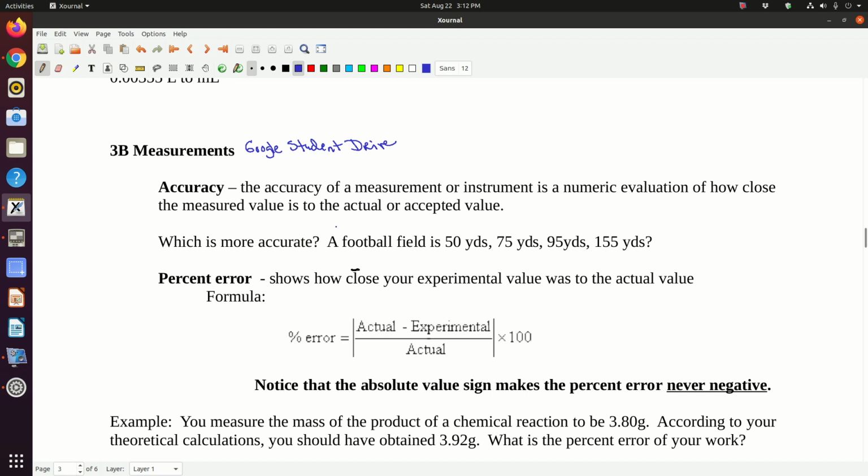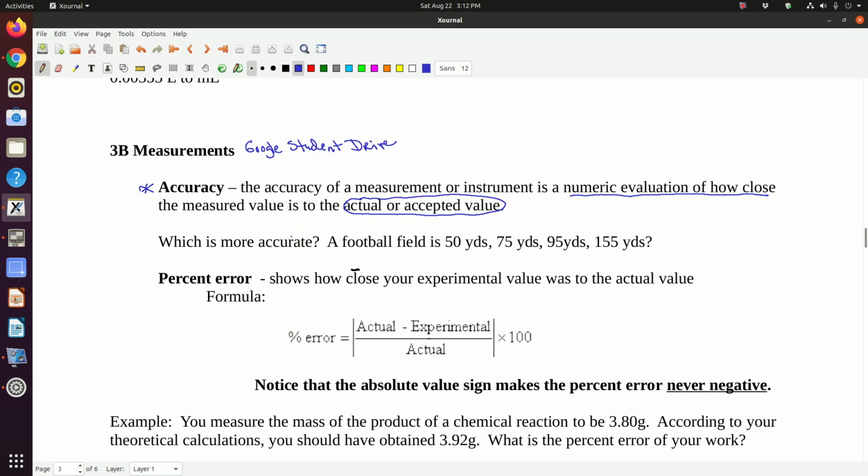All right, this is a pretty easy section. So we're going to cover accuracy and precision. The accuracy of a measurement or instrument is the numeric evaluation of how close the measured value is to the actual or accepted value. So accuracy is how close it is to the real thing.